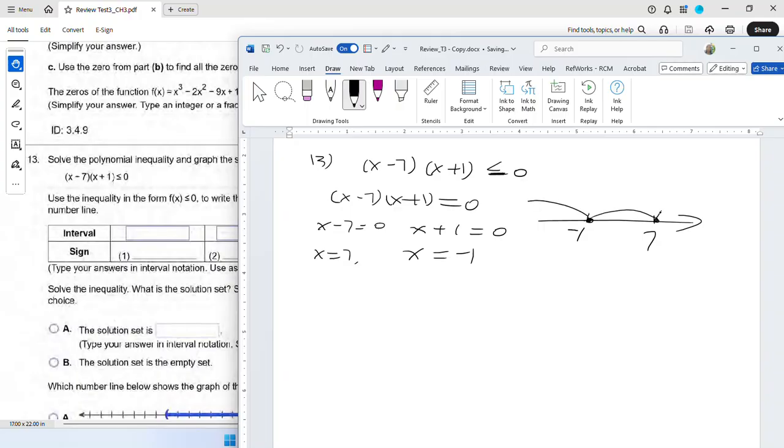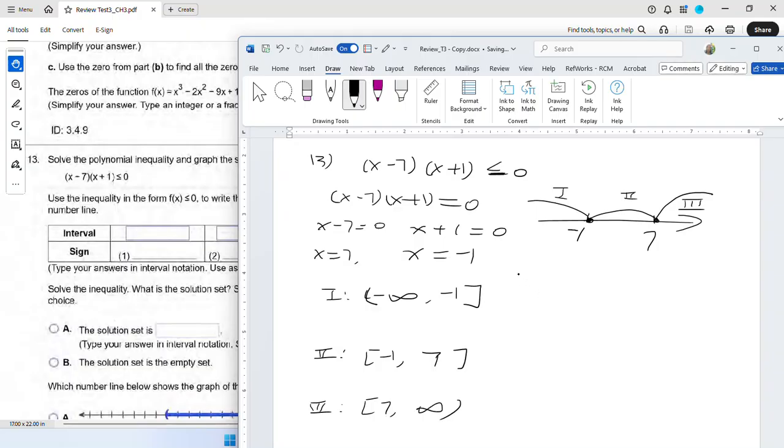And then you're going to have 3 intervals, 1, 2, 3, right? Write down each interval. Interval 1 will be from negative infinity to negative 1. Bracket, you have to include the negative 1, right? Interval 2 will be from negative 1 to 7, also bracket. Interval 3 here will be from 7 to infinity, okay? And then we're just going to use a testing point to check.